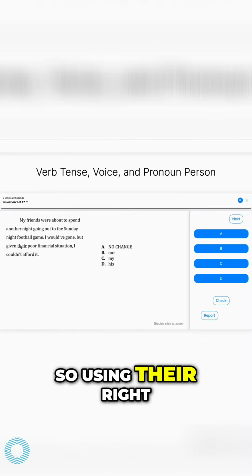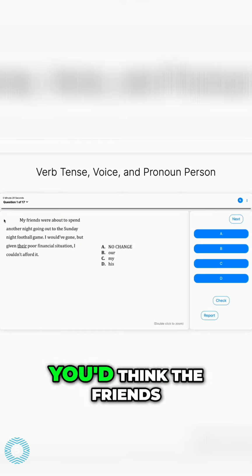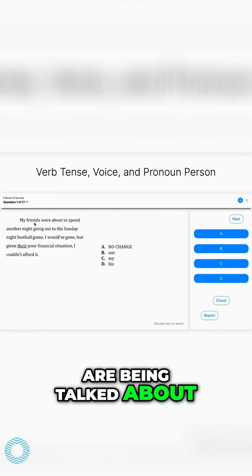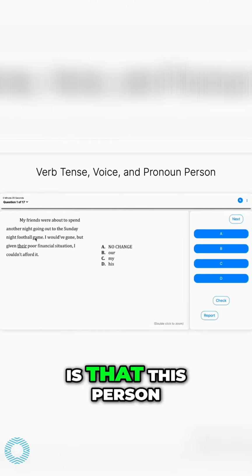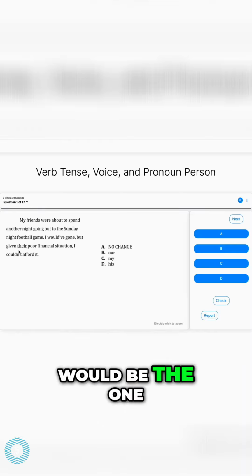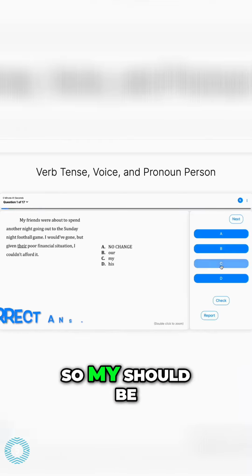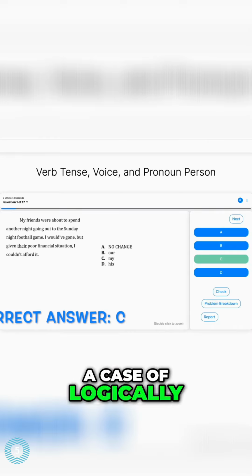Okay, so using "their" makes it kind of unclear who is being talked about. You'd think the friends are being talked about, but logically that doesn't make sense. What would make sense is that this person, the I, would be the one who has the poor financial situation, so "my" should be the correct answer. So again, logically you want to use the right pronoun.